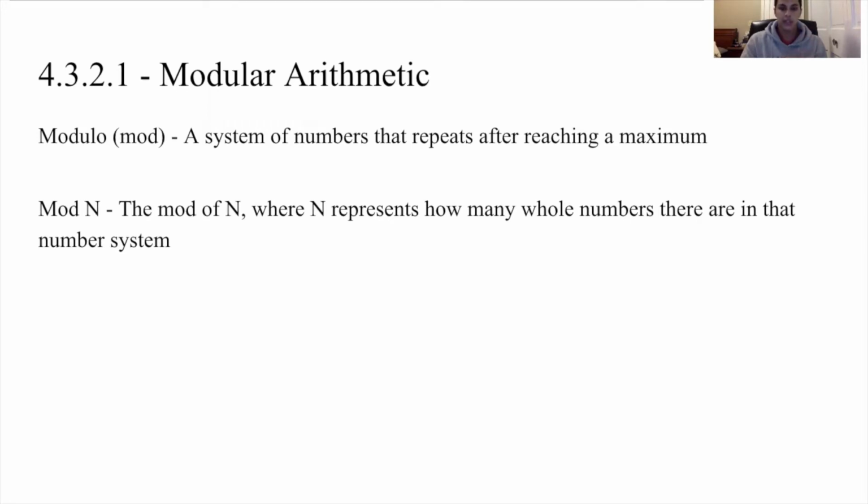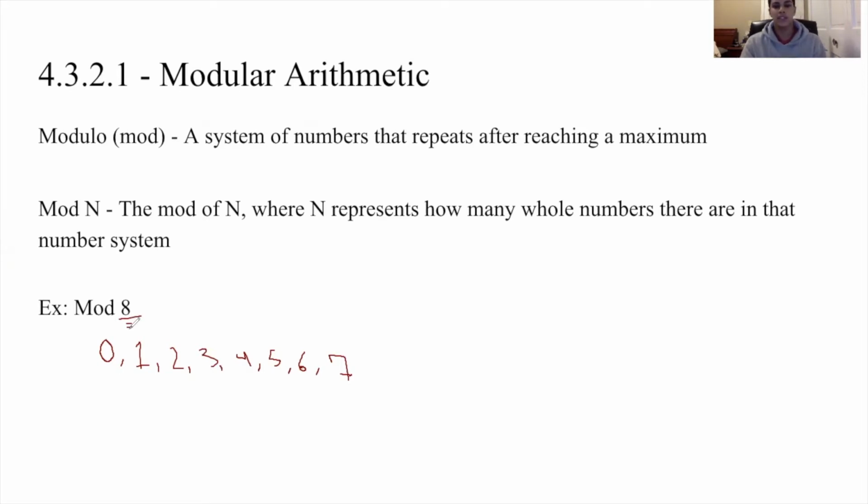Let's actually look at an example of how a mod works. If I had mod 8, that would mean that there are 8 numbers in that number system. Now in a mod, you always start counting at the number 0. So I go 0, 1, 2, 3, and that's 4 numbers so far, 4, 5, 6, and 7. These 8 numbers are the only numbers in mod 8. That's why it's called mod 8, because there are only 8 numbers in that number system.